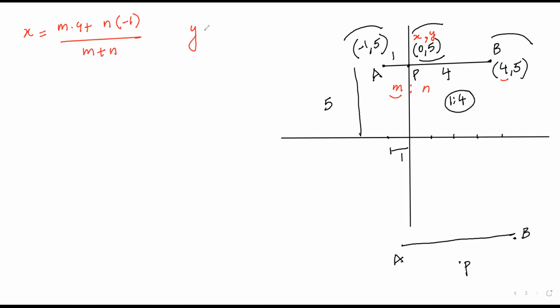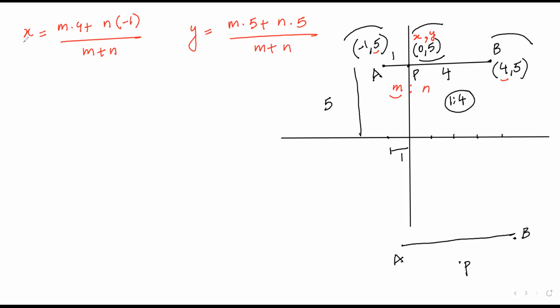And what will be y? Any student can tell me? And we know y is equal to 5. But according to section formula, y is equal to m into what? y2. What is y2? 5. Correct. m into 5 plus n into what is y1? 5. Again, 5. Divided by m plus n.